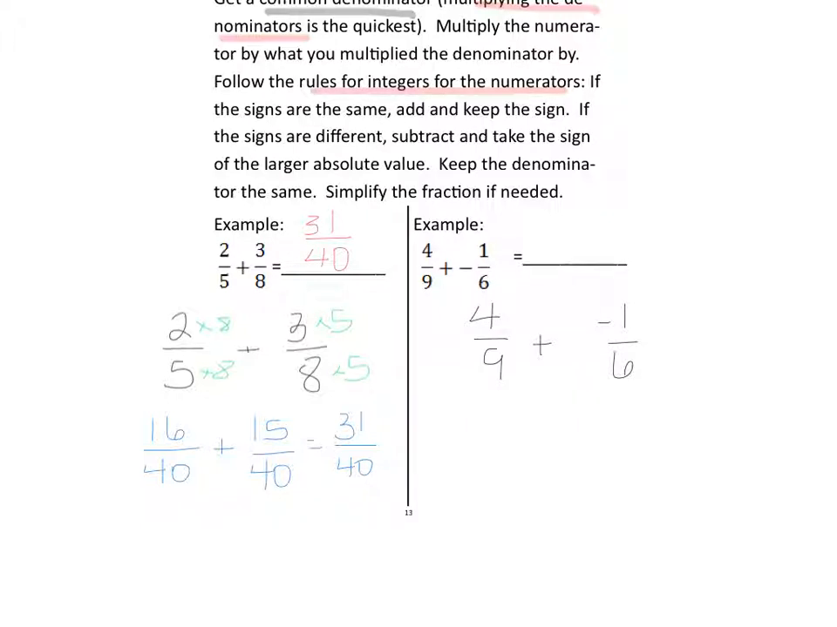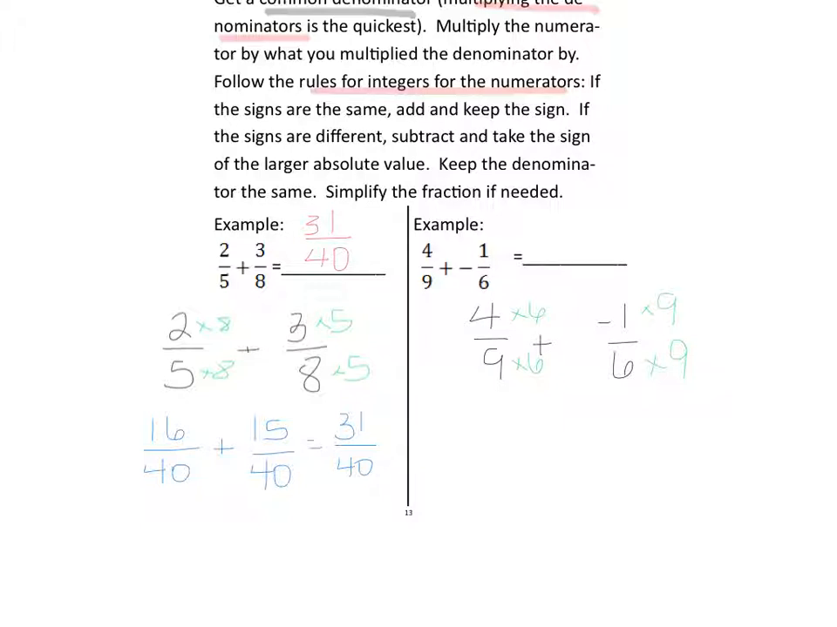So now we need a common denominator. You may look at this and go, hey, I can see that for 9 and 6, the smallest number that both of them go into is 18. But if you didn't notice that, you can multiply 9 times 6 and 6 times 9. Since we multiplied 9 by 6, you're going to multiply 4 by 6. Since you multiplied 6 by 9, we're multiplying negative 1 by 9.